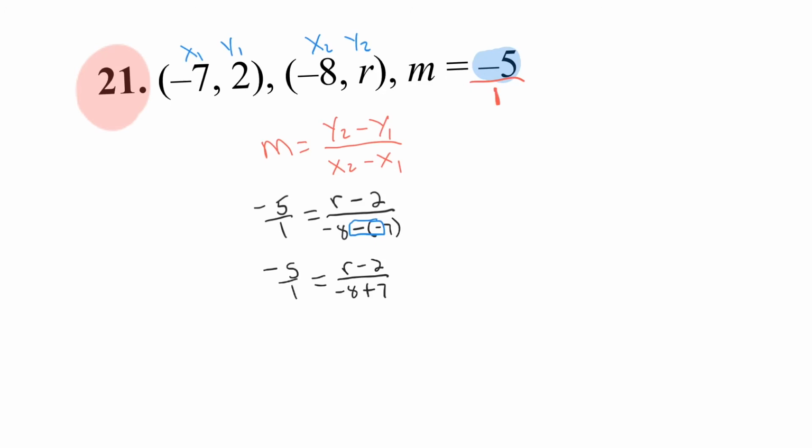Double negative turns into positive. Let's go ahead and simplify the denominator on the right side. So -5 over 1, and you have r minus 2 over -8 plus 7, which is -1. Now you have a proportion.